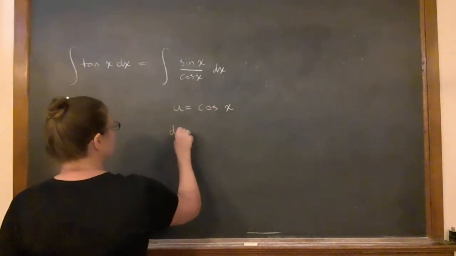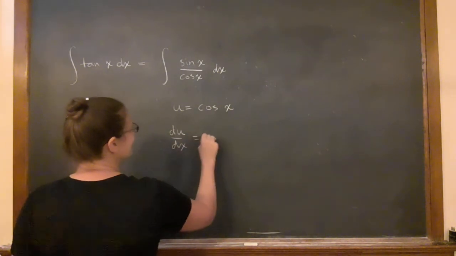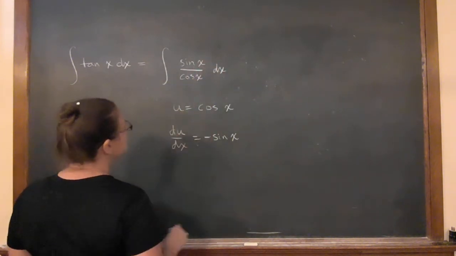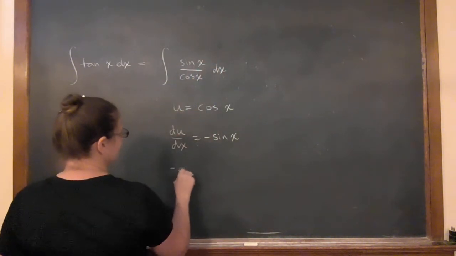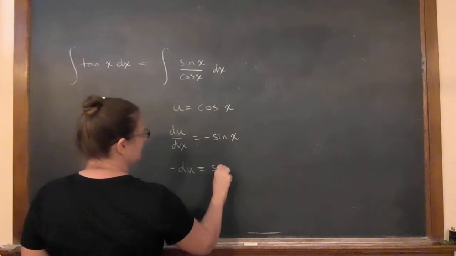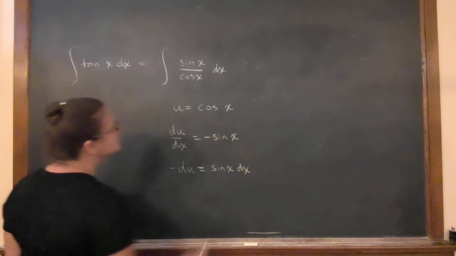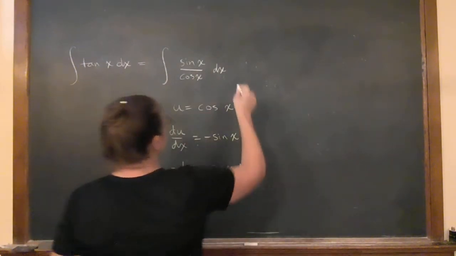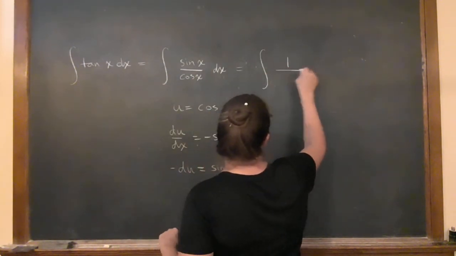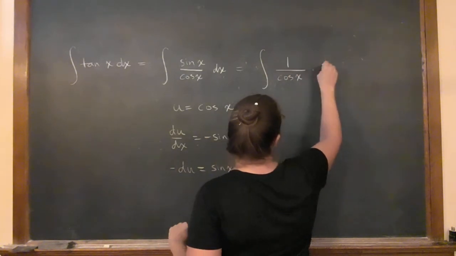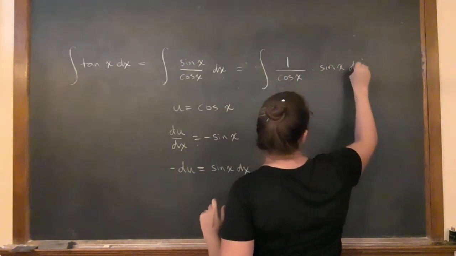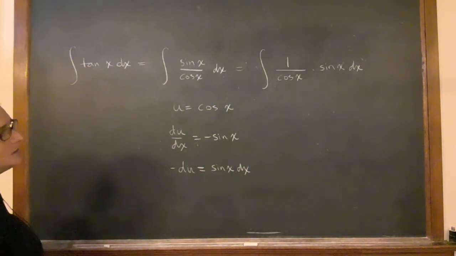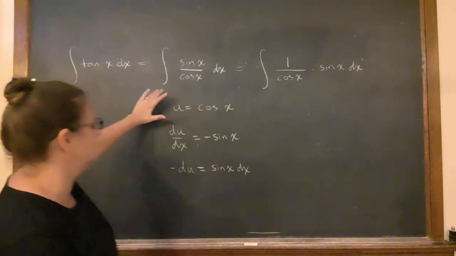Then if I do du dx, the derivative of cosine is negative sine. So I have sine x dx, right? So that would give me minus du equals sine x dx. Really, because this sine x is in the top. So if it makes it easier for you to see that, you can write it like this, right? Or sometimes people just put the dx in the top. Really, whatever. You don't have to write it like that if you can just see it here.